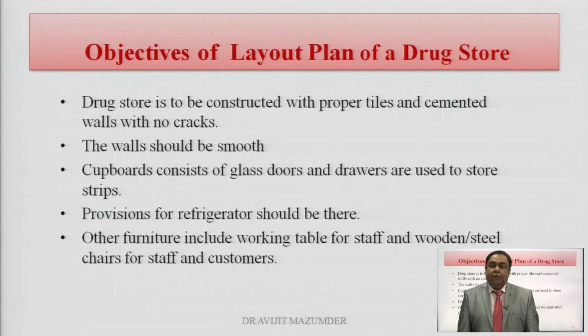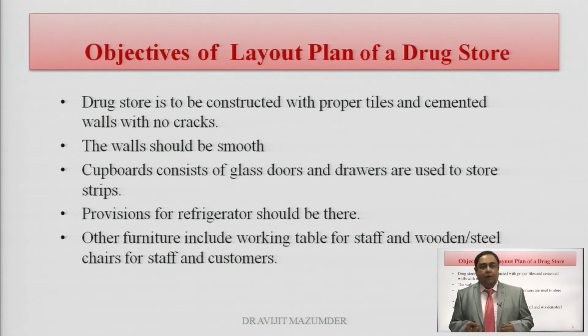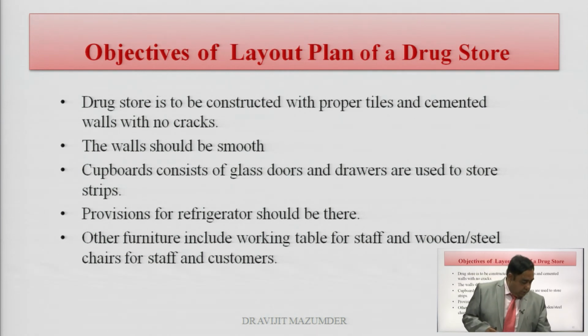Provisions for a refrigerator should be there to preserve your vaccines and many pharmaceutical items which are thermolabile in nature. And the other furniture includes a small working table for the staff and wooden or steel chairs where the staff and customers can sit.